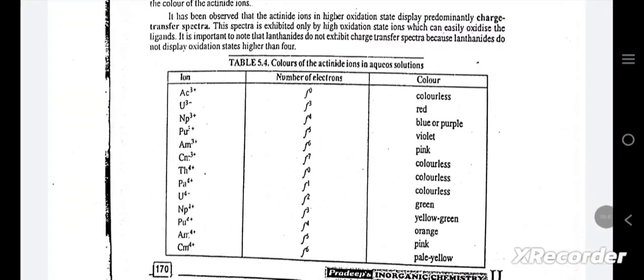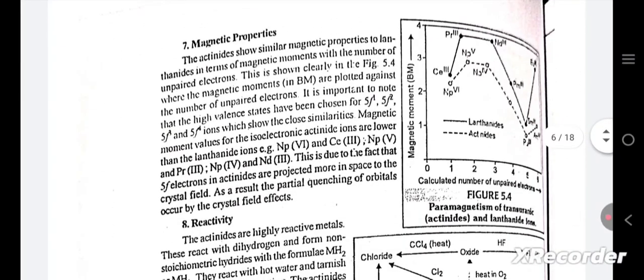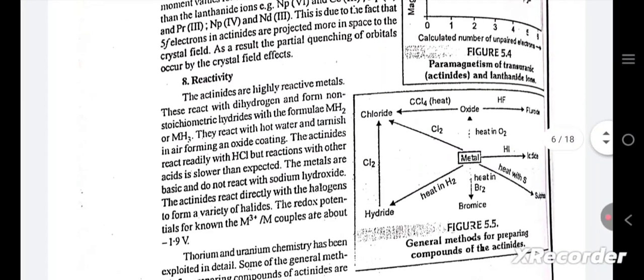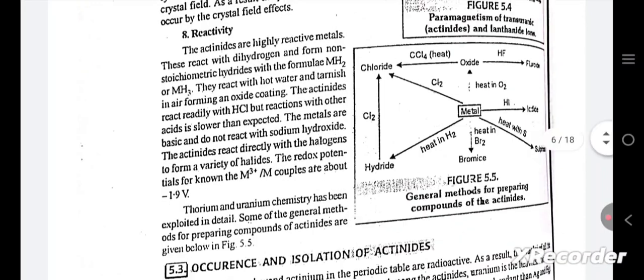Do not display oxidation states higher than 4. Magnetic properties. The actinides show similar magnetic properties to lanthanides in terms of magnetic moments with the number of unpaired electrons. This is shown clearly in the figure 5.4 where the magnetic moments are plotted. This is due to the fact that 5f electrons in actinides are projected more in space to the crystal field. As a result, the partial quenching of orbitals occurs by the crystal field effects.